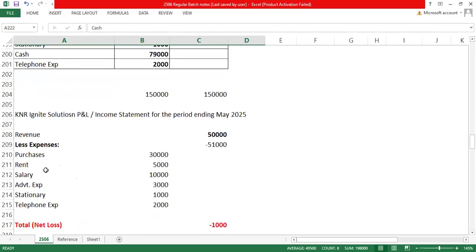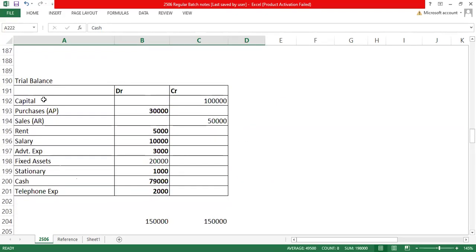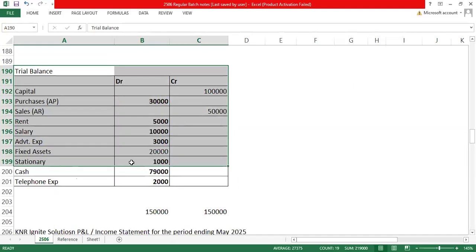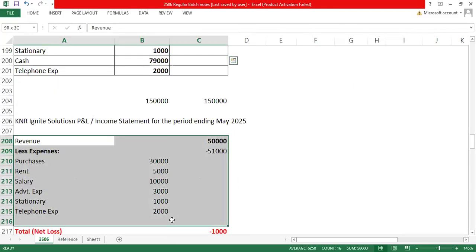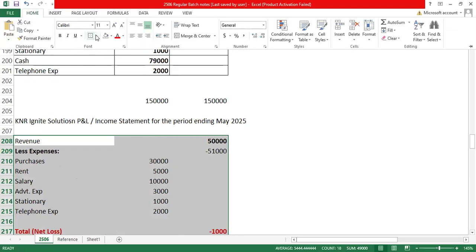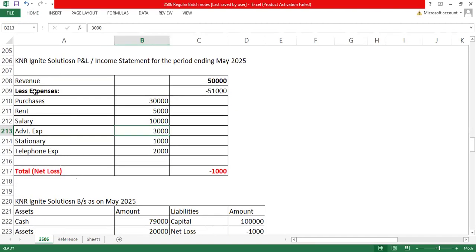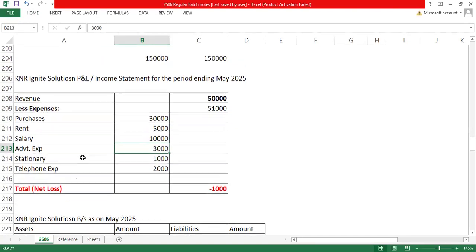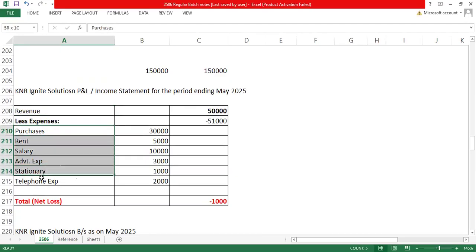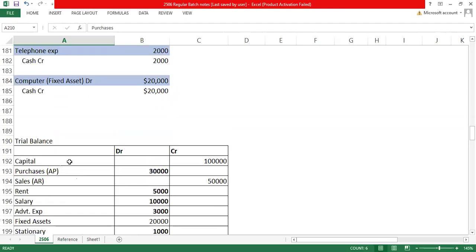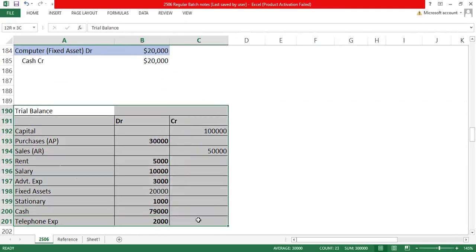In your P&L account, this is your trial balance, right? If you look into your P&L statement here, this is your P&L statement finally. So let me put orders to this as well. Okay. This is your final P&L statement. In your P&L statement, you have revenues and expenses only. You don't have any fixed asset recorded here. There is no capital recorded here. So from here, I can straight away use the numbers.